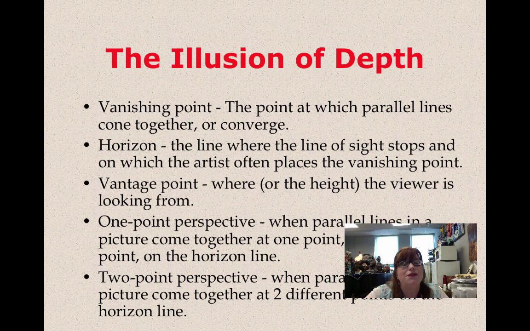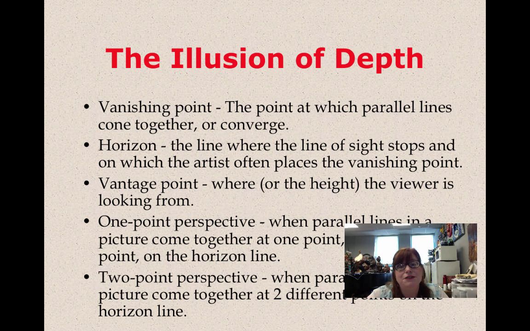So, in a work of art, you will have a vanishing point if they're using linear perspective. You might have one, you might have two, sometimes more than that. The vanishing point is basically the point at which parallel lines come together or converge. The horizon is the line where the line of sight stops and on which the artist often places the vanishing point. We'll see how that plays out in a moment. And then the vantage point is where we, the viewer, would be looking from. The height, how low, how high.